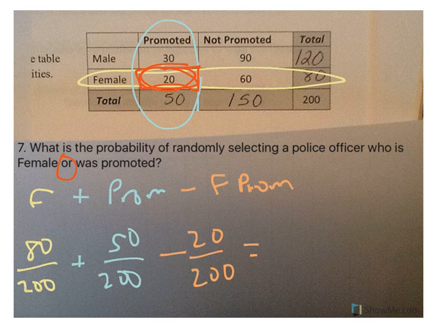So I almost always, when I do these problems, write them out first: female plus promoted minus female promoted, because that gives me a visual of what I'm looking at. And then when I put the math together, I get 110 out of 200, which is 55%.